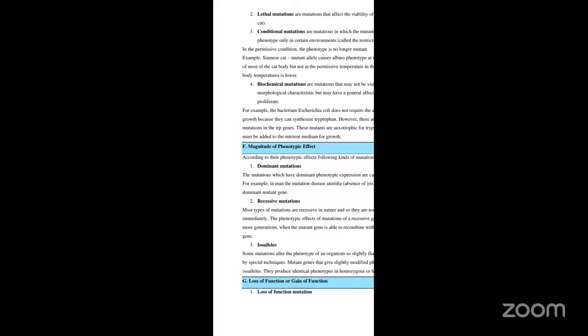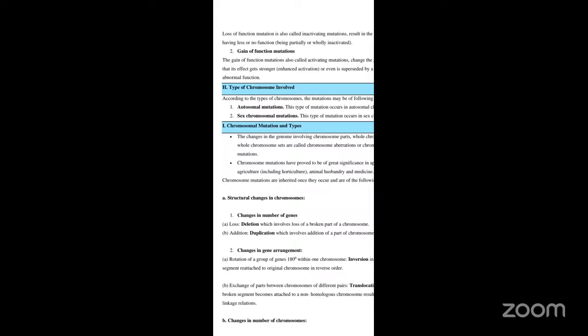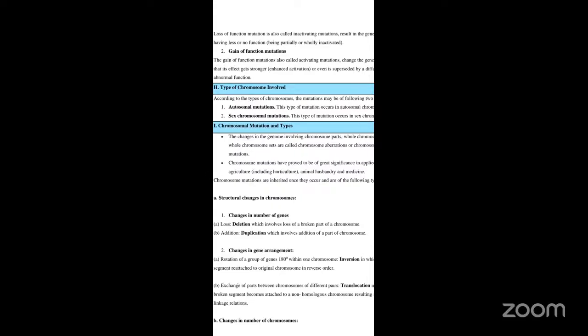Now, first is based on loss of function. So, loss of function mutation and gain of function mutation. Loss of function mutation is also called inactivating mutation, which results in the gene product having less or no function at all. So here the word itself indicates that there is a loss of function. It will result in the gene product having very little function or no function at all. It may be either partial or totally inactivated. Such a type you call the loss of function mutation.